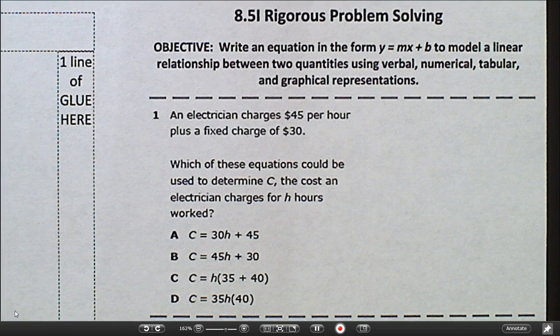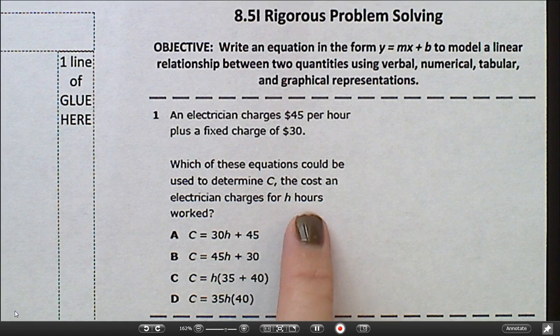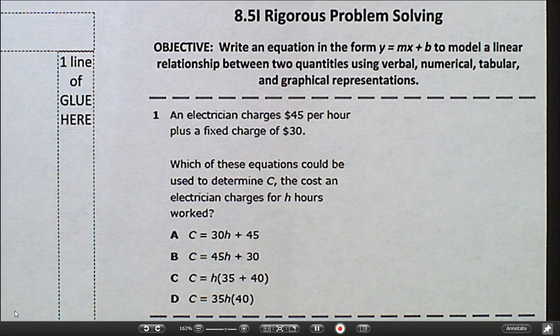Okay, today we are writing equations in our normal linear form, y equals mx plus b. So all of the equations that we write today should be in this format to show the relationship between two quantities. So on number one, the quantities we are talking about would be the cost and the number of hours. Basically our two units.